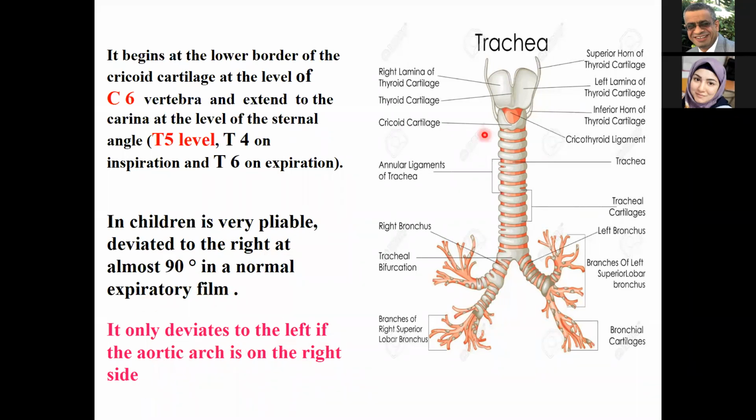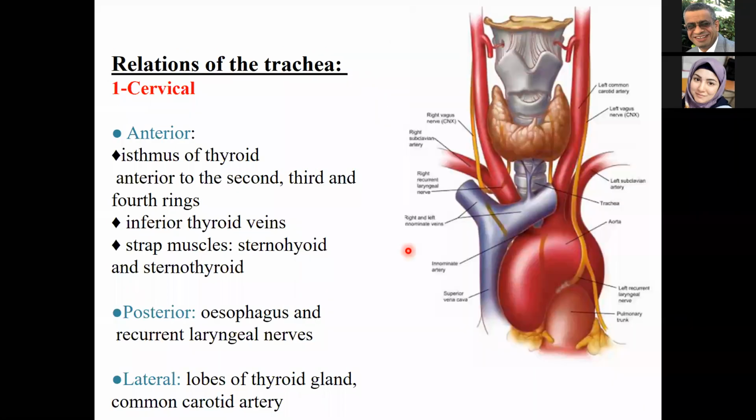This is the trachea extended from the cricoid cartilage at the level of C6 to the carina at the level of T5. The relations of the trachea.